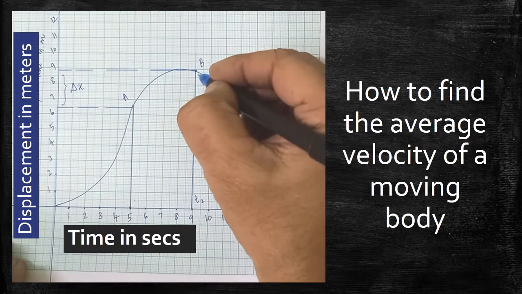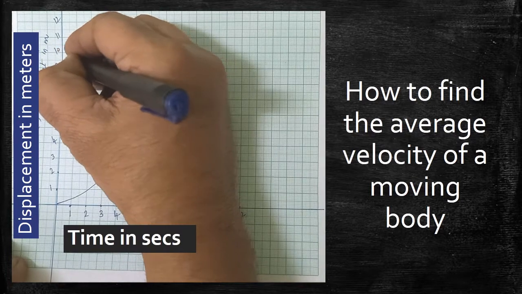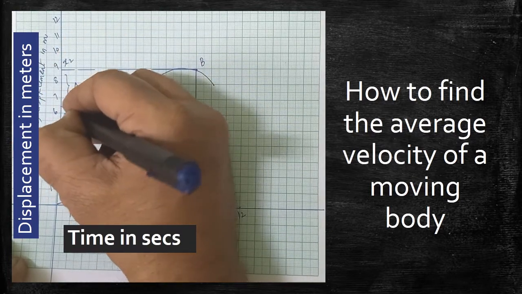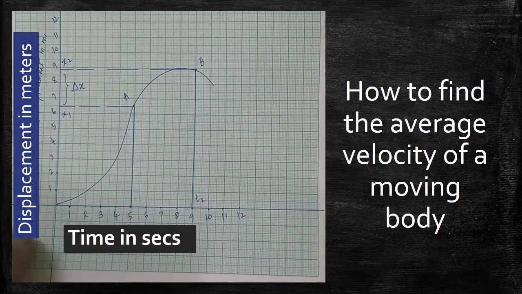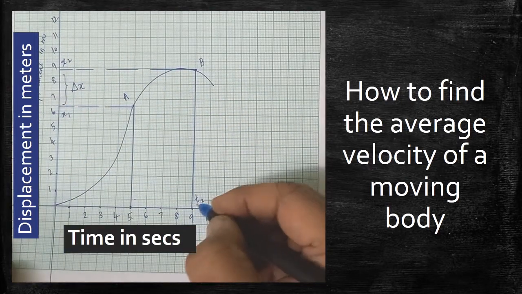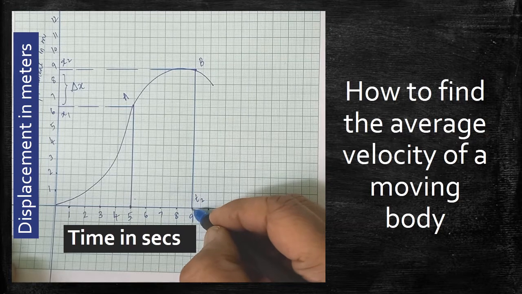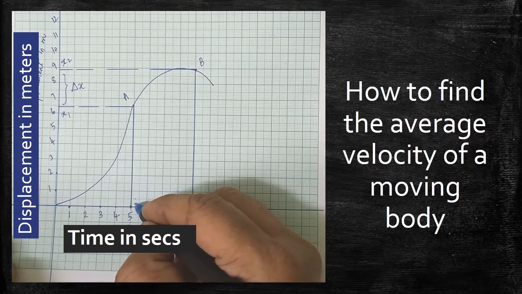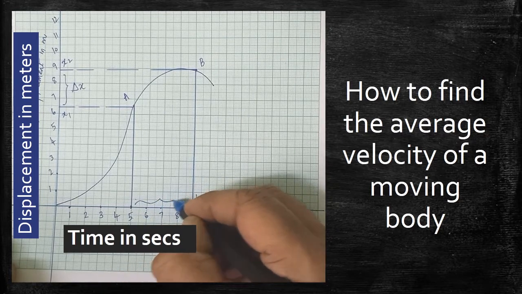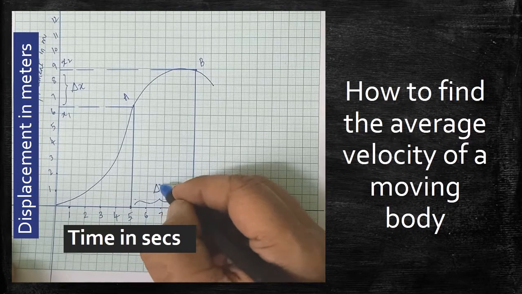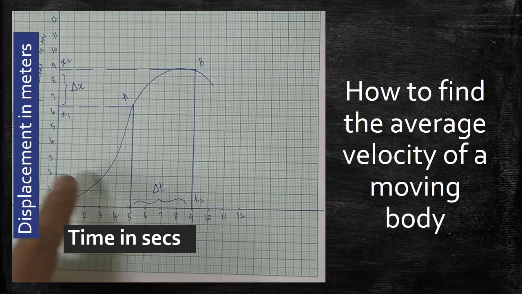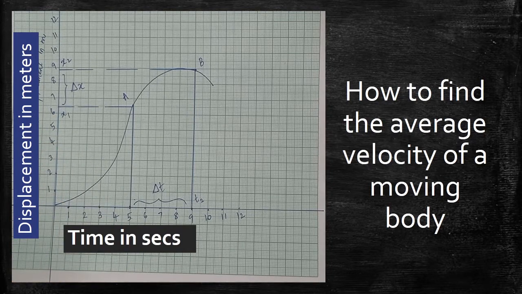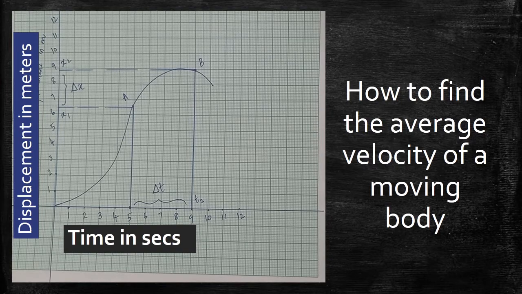The del x is nothing but x2 minus x1. If x2 is subtracted by x1, you will get del x. Here, this is t2, this is t1. The difference between t2 and t1 gives you del t. By knowing the value of del x and del t, we are able to get the value of average velocity. Now, is it clear how to calculate the average velocity?